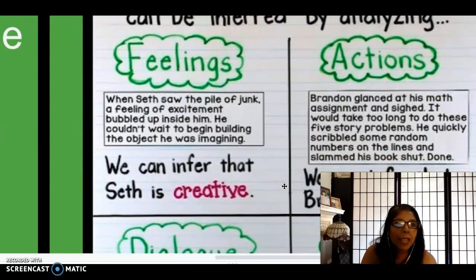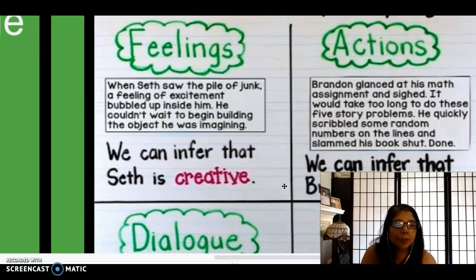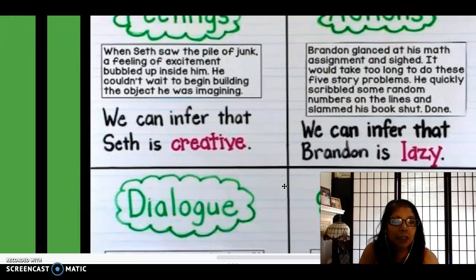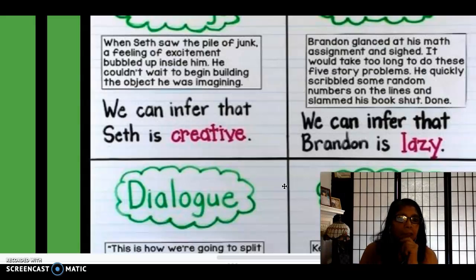Let's also look at actions. Brandon glanced at his math assignment and sighed. It would take too long to do these 5 problems. He quickly scribbled some random numbers on the lines and slammed the book shut. Done. What can we infer about Brandon's character? Yeah, you guessed it. We can infer that he's lazy and doesn't want to do his work.